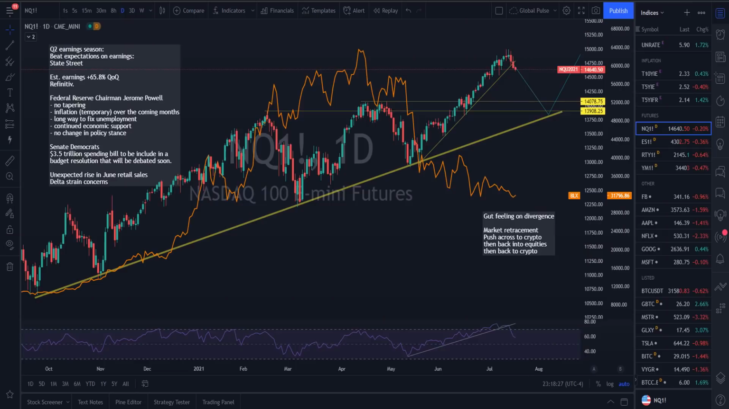Everything is normal. Now, why do I say that? Because we follow the markets in such depth. For example, the Nasdaq 100, Refinitiv is estimating earnings increases of 65.8% quarter on quarter. The Federal Reserve Chairman Jerome Powell has said there will be no tapering. Inflation's temporary. There's no change in policy stance. The Senate Democrats are proposing a $3.5 trillion spending bill. Everything is going according to plan. The only potential is this Delta strain coronavirus. Now, we have, as a society, dealt with it extremely well. If the money printers keep on going burr, that's only beneficial for Bitcoin and crypto. It certainly is not a risk to us as an industry.